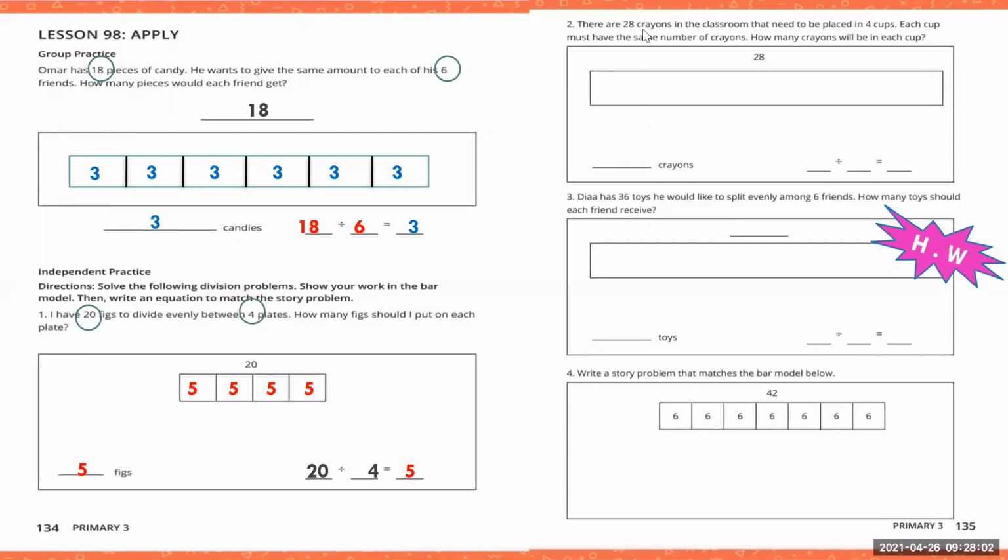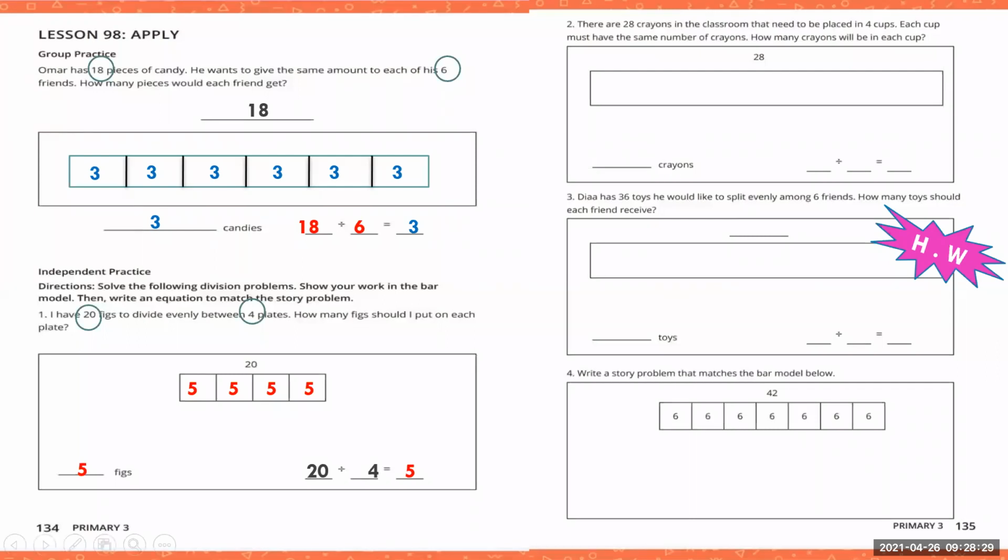There are 28 crumbs in the classroom that need to be placed in 4 cups. So the total crumbs are 28. I want to place them equally in 4 cups. Okay, so which operation? Excellent, ya time. Great, I know.